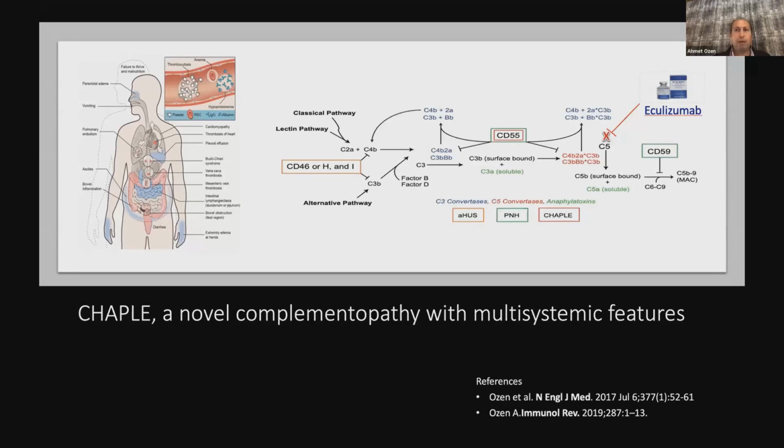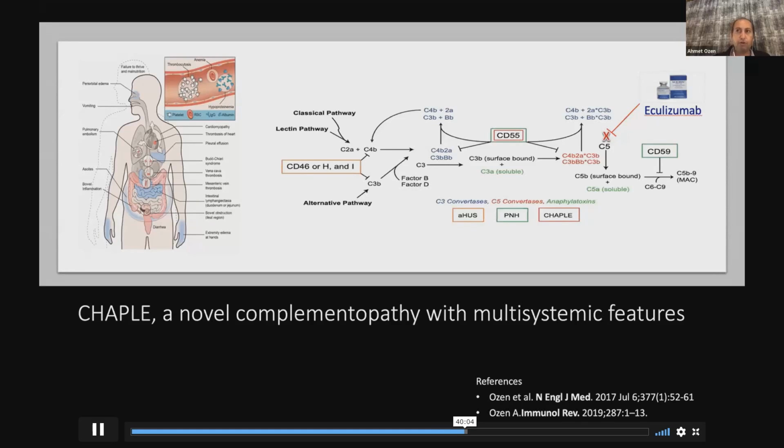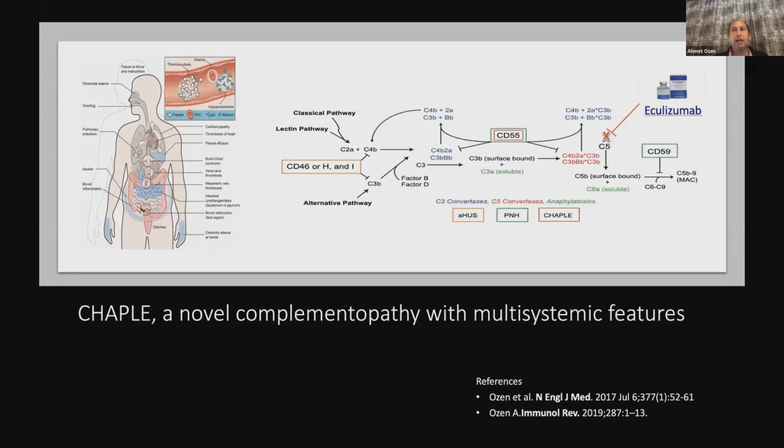When comparing CHAPLE disease with the well-defined complement disorders, paroxysmal nocturnal hemoglobinuria and atypical hemolytic uremic syndrome, all three disorders are caused by insufficient complement regulation, but at different levels. Notably, PNH and aHUS can be effectively treated by the anti-C5 antibody eculizumab. The similarity in the molecular pathways among these three disorders led us to test eculizumab in CHAPLE patients.